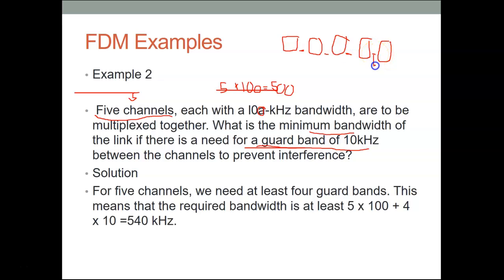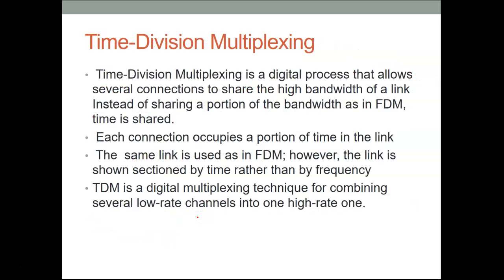How much is the bandwidth for each guard band? It is 10 kilohertz. So if I have 100 for each channel and the guard band is 10 each, I calculate 100, 200, 300, 400, and 500. 500 plus 10, 20, 30, 40. So in total I have 540, which is the minimum capacity. Okay, so this is it. 540 is the minimum required capacity.